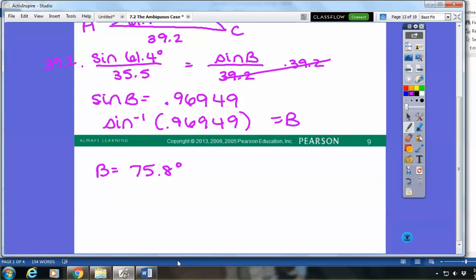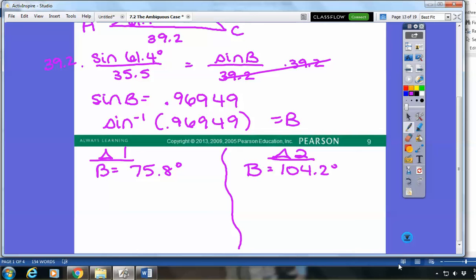Is that the only possible answer? No. That's the first possibility. Or, if you are in the second quadrant, what would you have to do to that? Subtract from 180. So 180 minus 75.8 gives me 104.2 degrees. So right now we have 2 different triangles. I'm just going to call them triangle 1 and triangle 2.